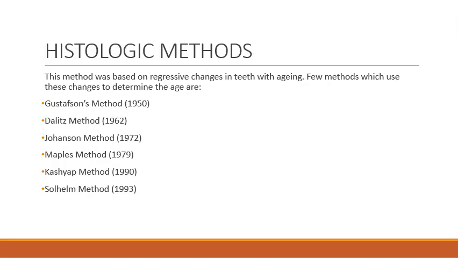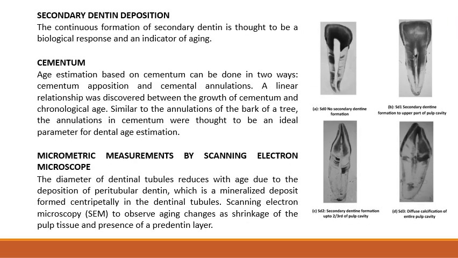Next, we move on to histological methods. This method is based on the regressive changes in the teeth with aging. Some of the most common methods are Gustafson's method, Dahlberg's method, Johansson method, Maples' method. So the changes that can happen in teeth with age are secondary dentin apposition and cemental changes and changes in the dentinal tubules. Now we'll see how each one is measured.